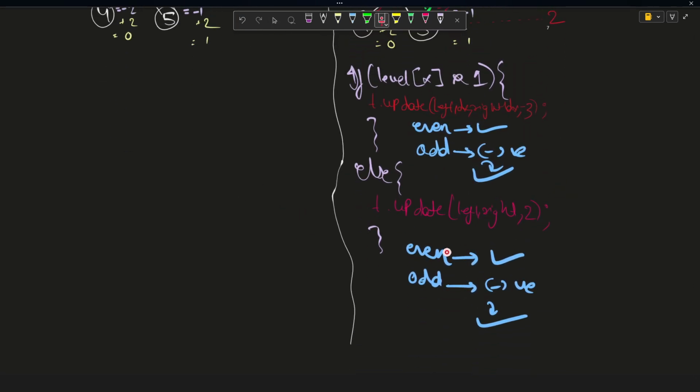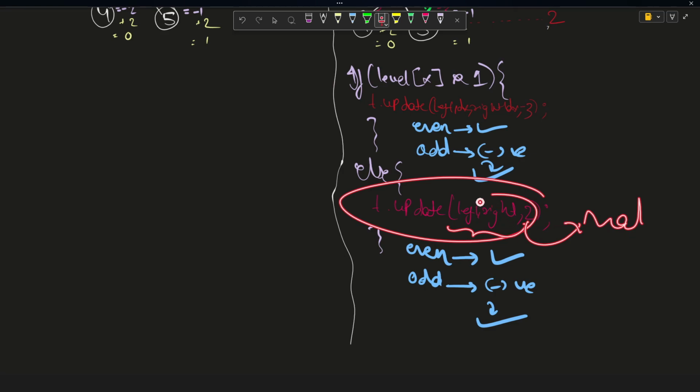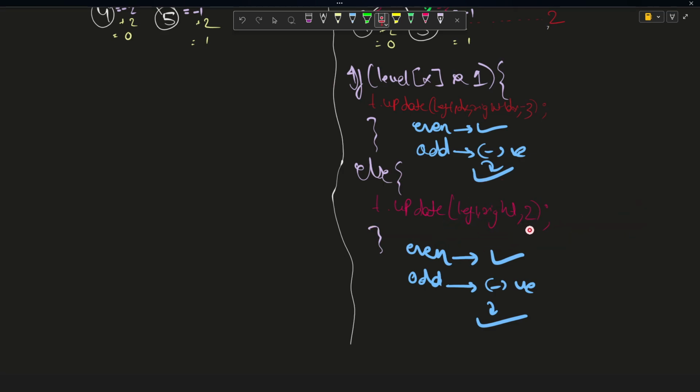Similarly, if this was not the case, that is, the level of a given node x is even, then I will just update the whole range with the given val value. That is, increase the whole left to right range by this plus val.